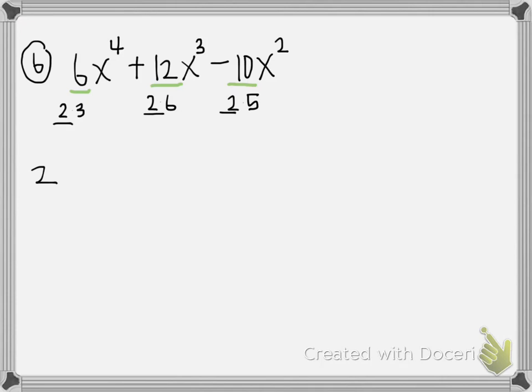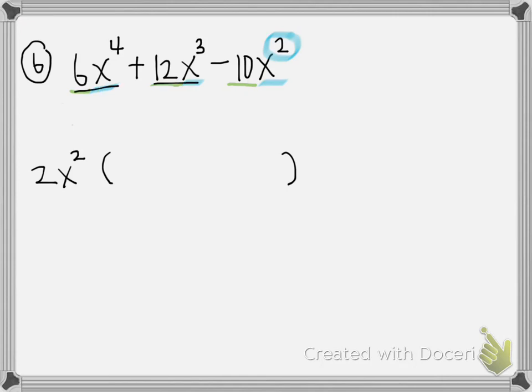And then for your variables, there's an x in common in all of those. So the smallest exponent here is going to be that x squared. So I'm going to erase this here because now remember we divide each term by the greatest common factor, 2x squared.